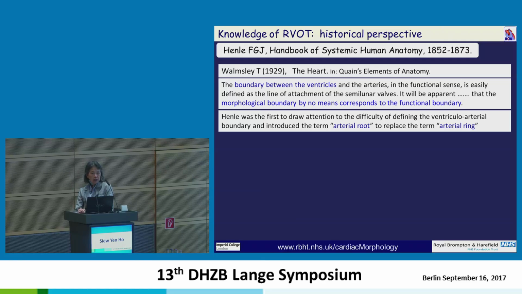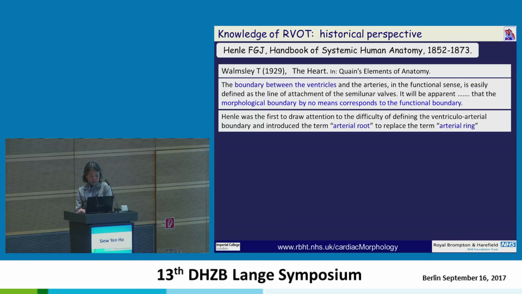And talking of the end of that outflow tract, that's the pulmonary valve, of course. And even back in 1852, in the era of Henle, he already noted that the boundary between the ventricles and the arteries in a functional sense is easily defined as a line of attachment of the semilunar valves. And it would be apparent that the morphological boundary by no means corresponds to the functional boundary. And I think that very much reflects what we currently think, that we have reinvented the wheel to say that the semilunar insertions of the valve is the boundary.